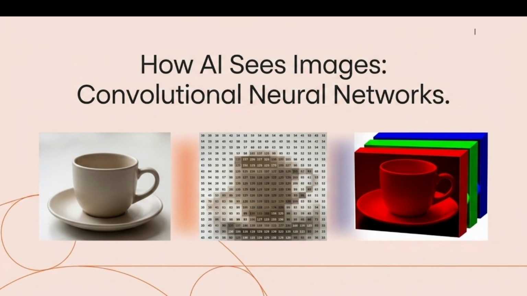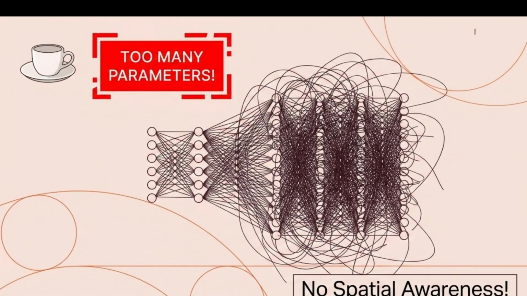We're going to look at why our standard neural networks completely collapse when faced with visual data, and how we fix the problem using convolutional neural networks, or CNNs. So why can't we just feed an image into the multilayer perceptron we built two videos ago?